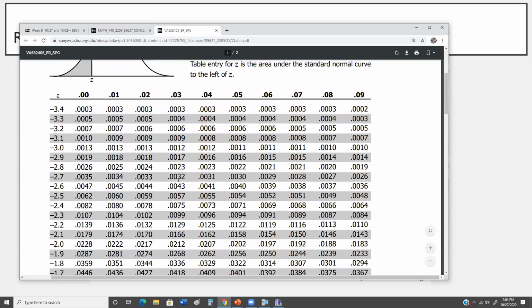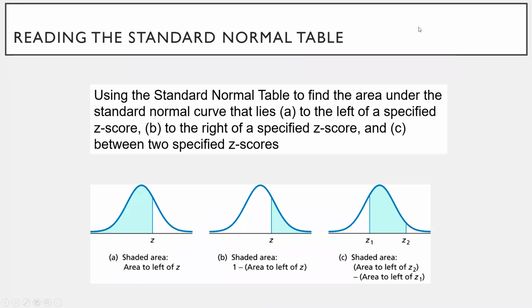And what the table tells us, and I'll write this in the notes here, is that the table gives the area to the left of any z-score. It gives the total area to the left of any z-score. And so what I want to show you is how to use the table to find area to the left, or the area under the standard normal curve, 3 different ways.